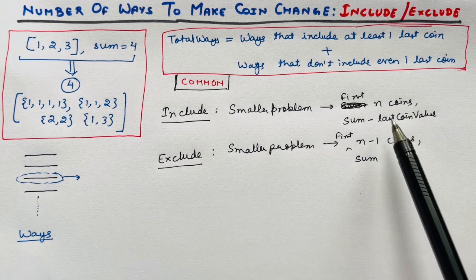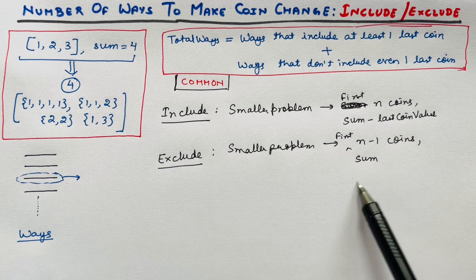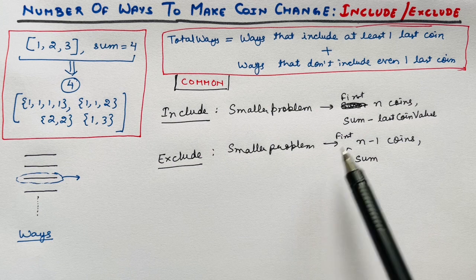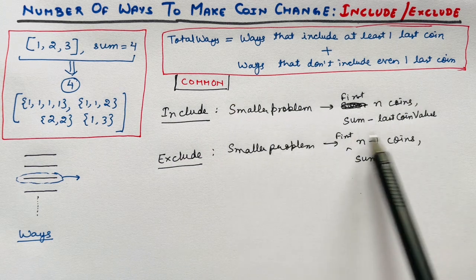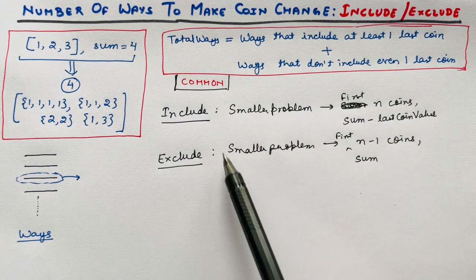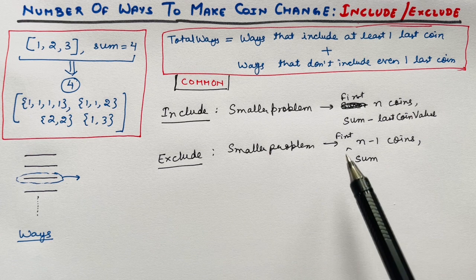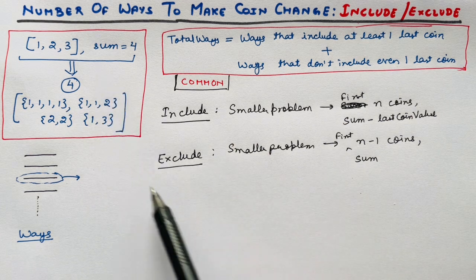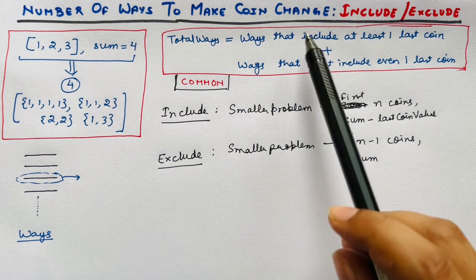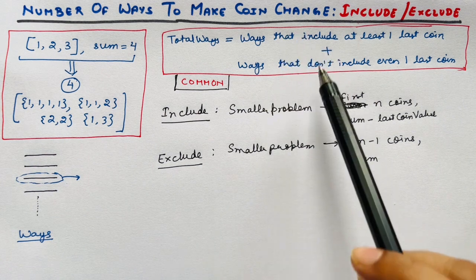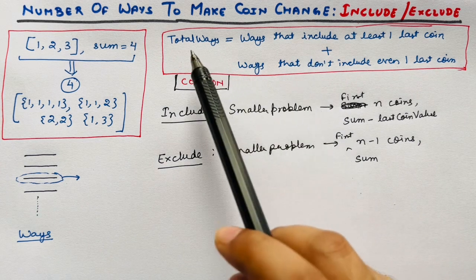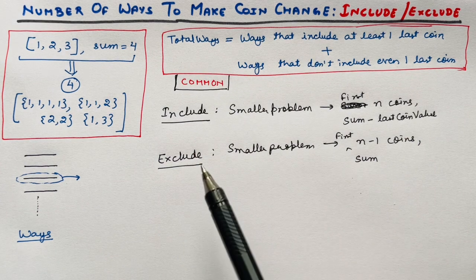In one case, second input got reduced. In one case, first input got reduced. Now, if somebody comes and tells us the answer to this smaller problem and the answer to this smaller problem, can we use these answers to derive the answer for our original problem? Yes, it is a case of simple addition. If we add these two smaller problem answers, we will get the answer for our original problem.